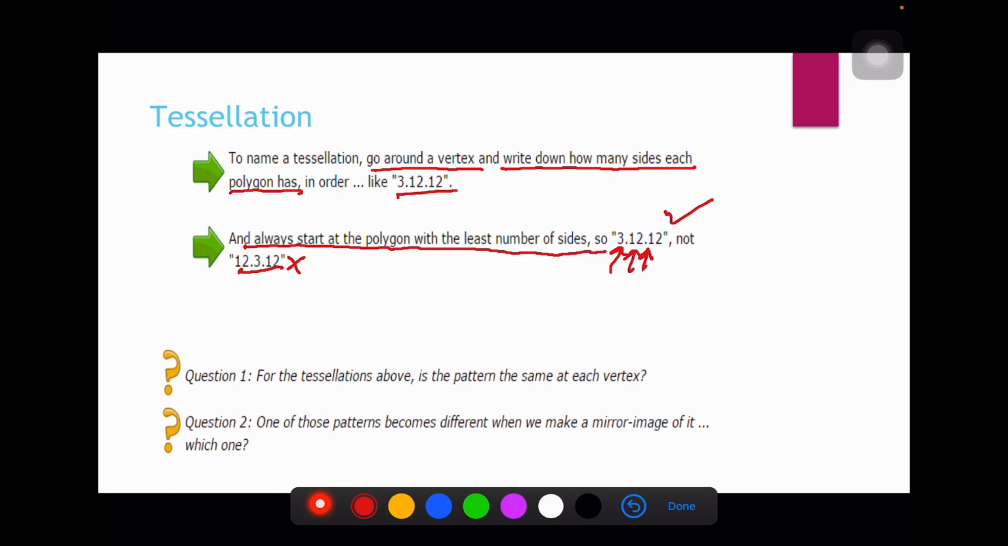Question 1. For the tessellations above, is the pattern the same at each vertex? It could be, if it's all regular tessellation. If it's semi-regular tessellation, then the pattern will be different. Number 2, one of those patterns becomes different when we make a mirror image of it. Which one? We need to look at this one.